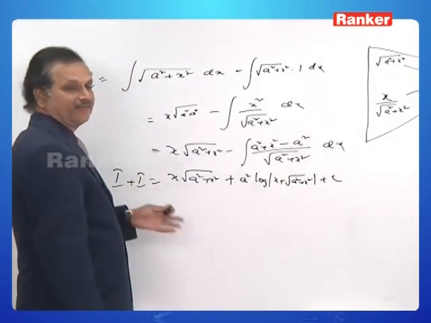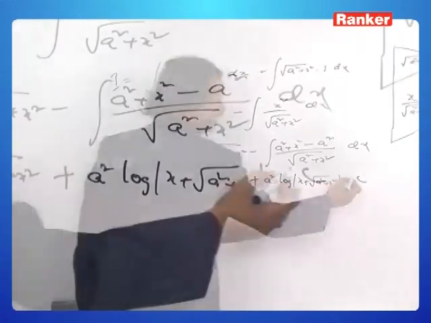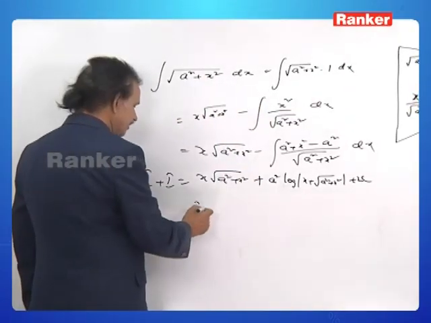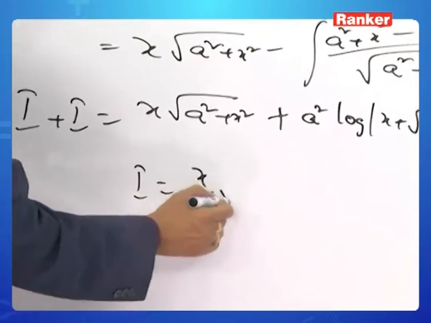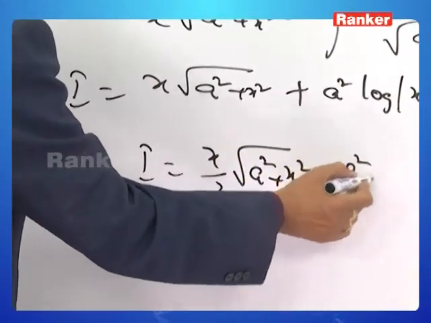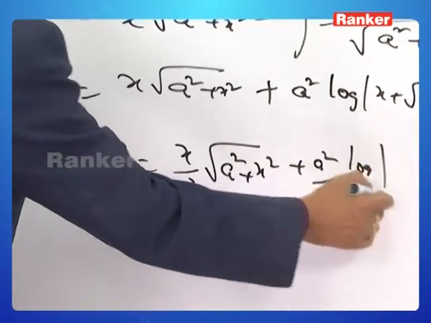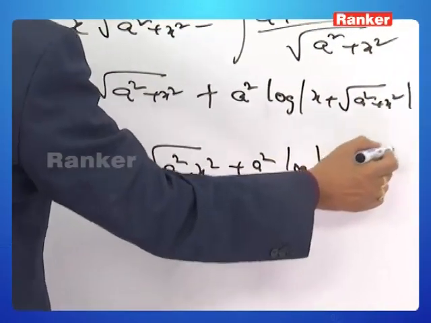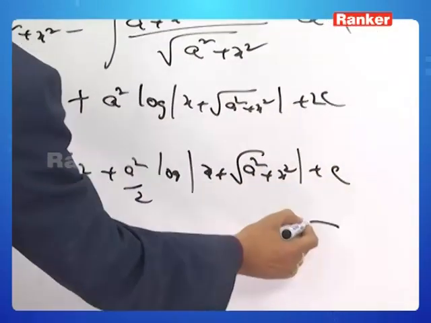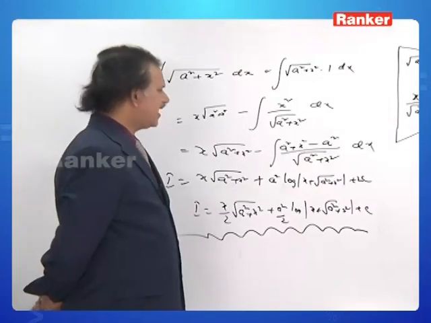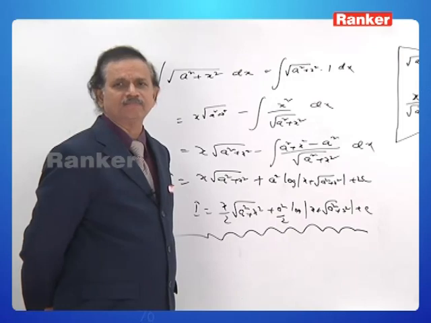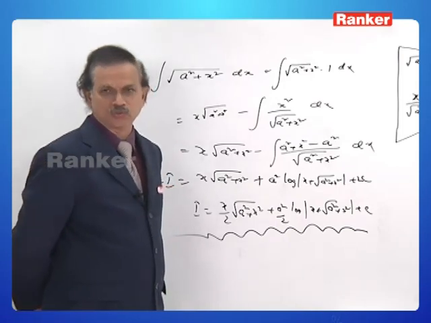It is 2I. Therefore, as this is 2I, let me write 2c. Divide throughout with 2. What is happening? Y is equal to x by 2 into root of a square plus x square plus a square by 2 into log mod x plus root of a square plus x square plus c. Likewise, you can see the proofs for the remaining two problems also.